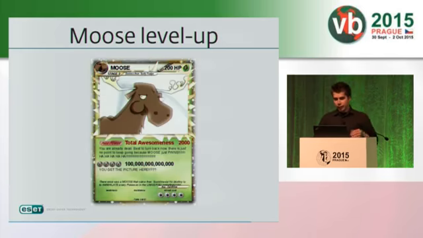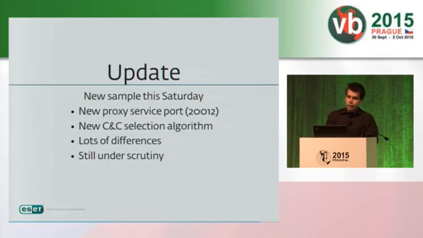So Saturday, Moose levels up. Our beloved Peter Kashina found a new Moose sample, an update. God knows where he found it. But it was Moose, and so we started digging into it. There is a new proxy service port, which is why the data from the 10,073 port was not relevant anymore. There is a new CNC selection algorithm, and it's tricky. We were not able to find it yet, so they knew this was a weak point in their previous malware, and they probably adapted it. And a lot of differences.